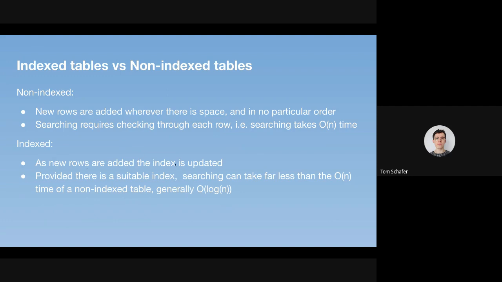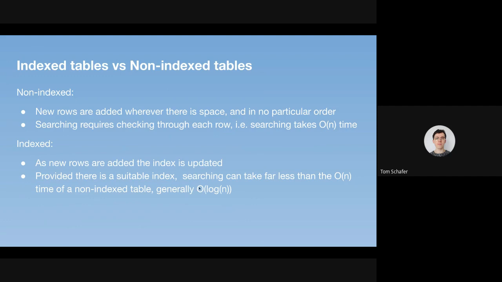As new rows are added to the table, the index is updated, and provided there is a suitable index, which there isn't always necessarily, but in most cases there is, searching can take far less than the O of n time of a non-indexed table. Often it's O of log n. So again, if you've got 1 billion users, that is a dramatic speed up.